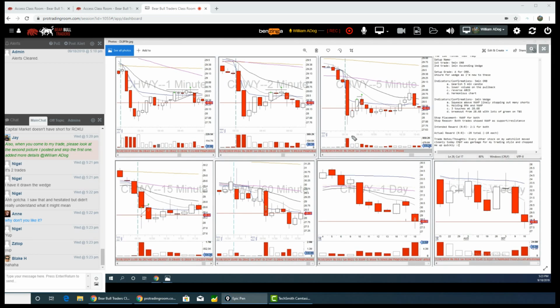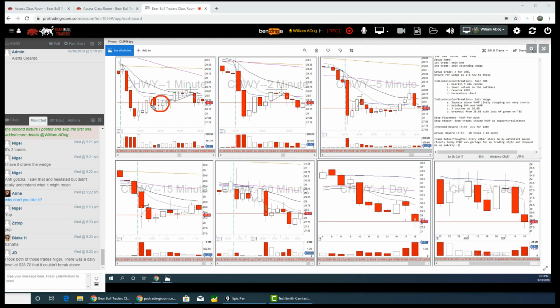So there's a couple things to note here, but traders from the room, what do you see? Do you guys see anything with his indicators and confirmations that this is not a good short idea from what you see?